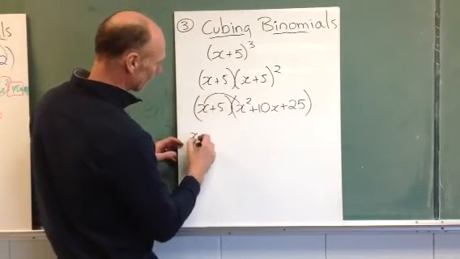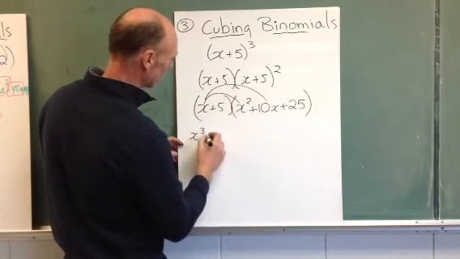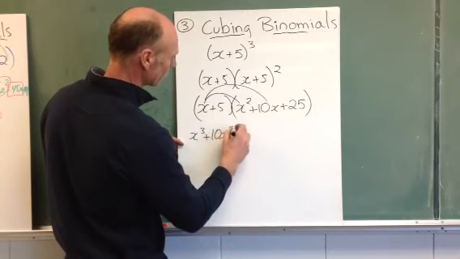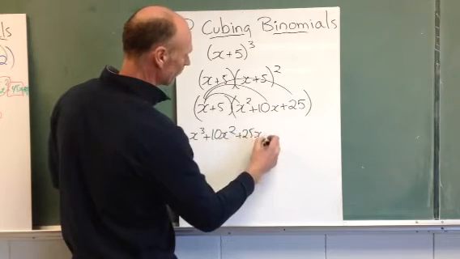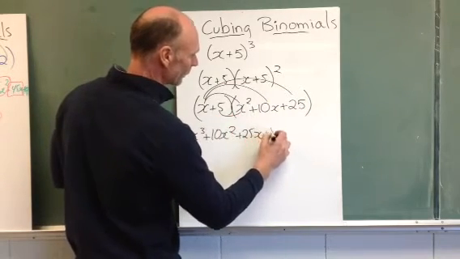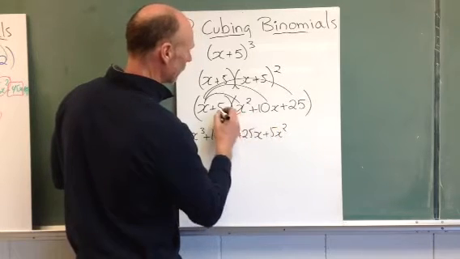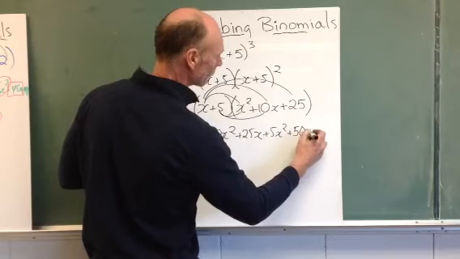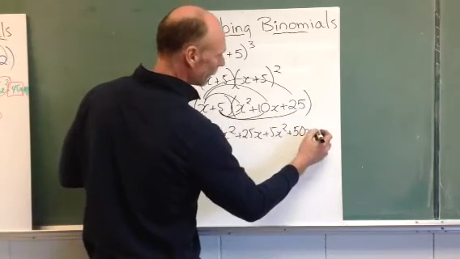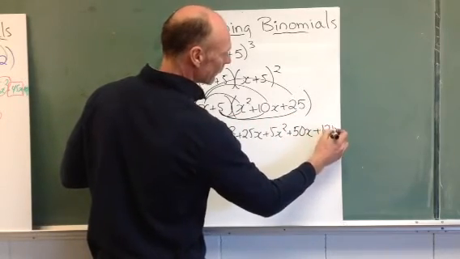So I'm going to go back to doing what I did a little bit ago. X times x squared is x cubed. X times 10x is positive 10x squared. X times positive 25 is positive 25x. 5 times x squared is positive 5x squared. 5 times positive 10x is positive 50x's. And 5 times positive 25 is positive 125.